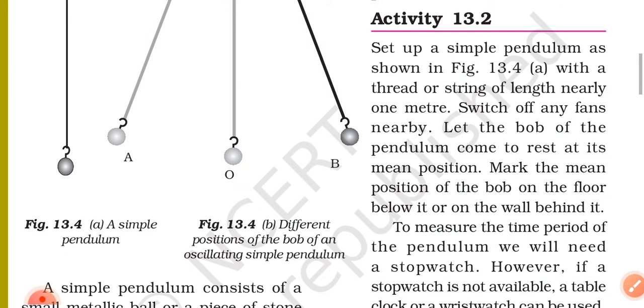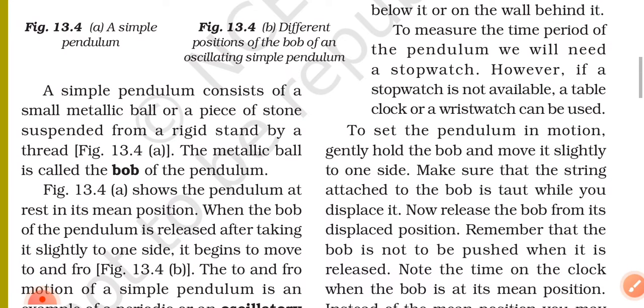Activity 13.2. Set up a simple pendulum as shown in figure 13.4a with a thread or a string of length nearly 1 meter. Switch off any fan nearby. Let the bob of the pendulum come to rest at its mean position. Mark the mean position of the bob on the ground below it or on the wall behind it. To measure the time period of the simple pendulum, we will need a stopwatch. However, if a stopwatch is not available, a table clock or wristwatch can be used.